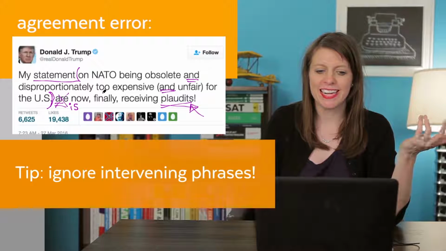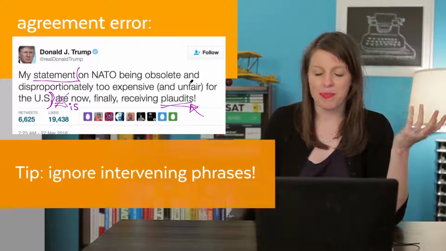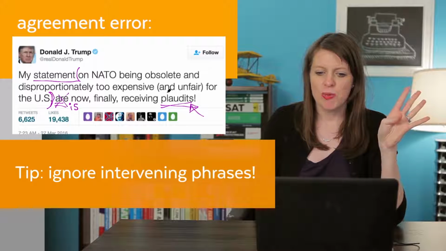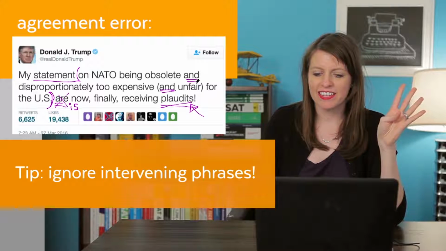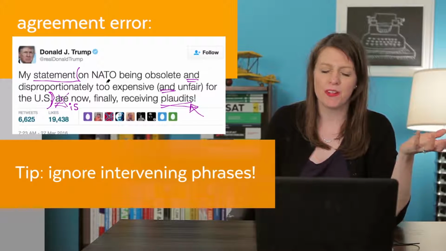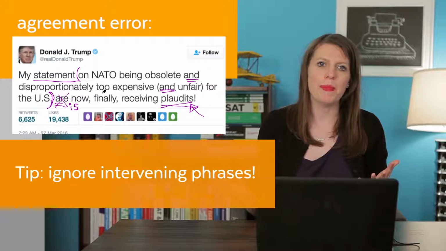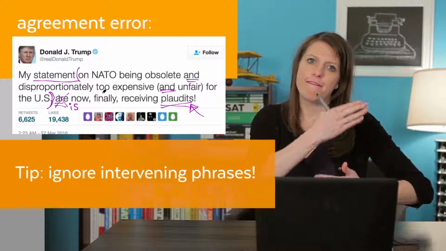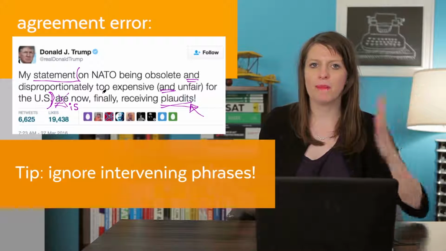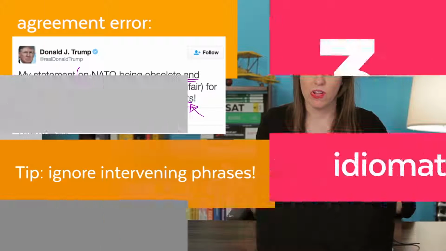We could also say my statements are, and that would be perfectly fine. But the bottom line is, because there's an and here and an and here, that does not make the subject plural. Intervening phrases are not what determine the number of a subject. And when I say number, I mean whether it's singular or whether it's plural.